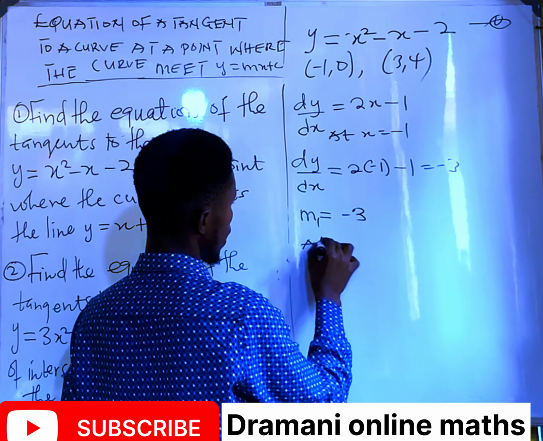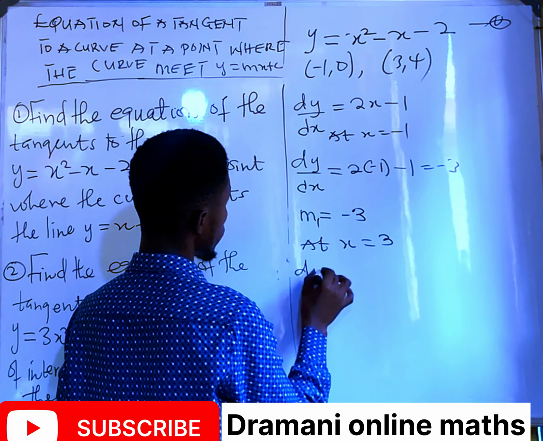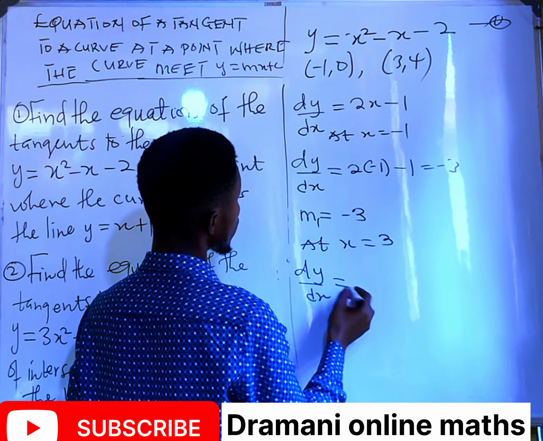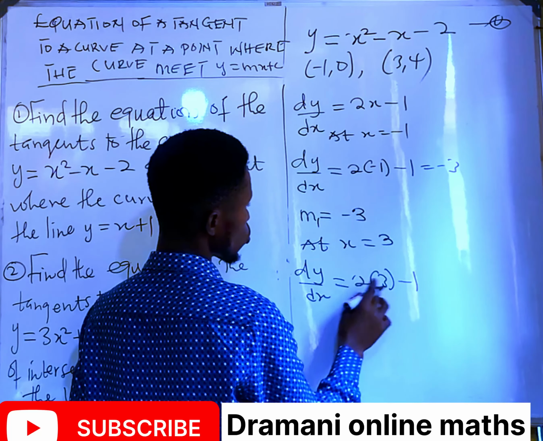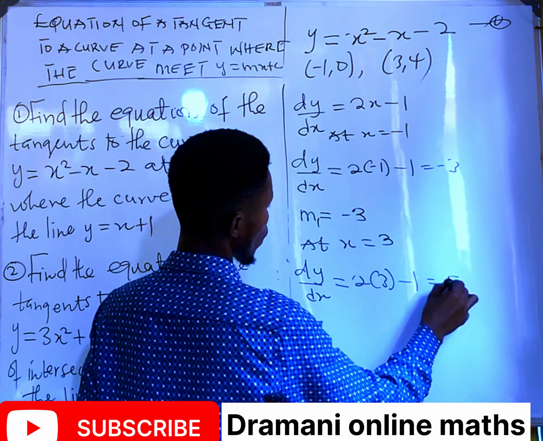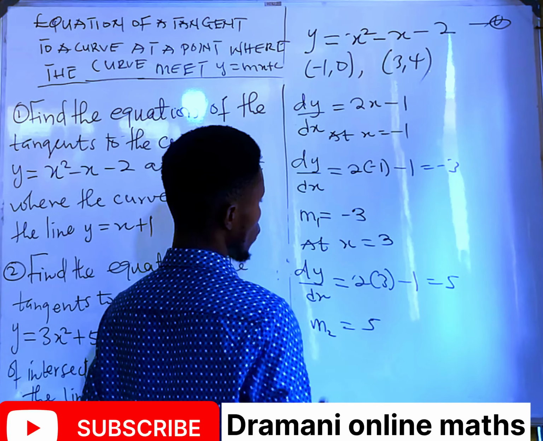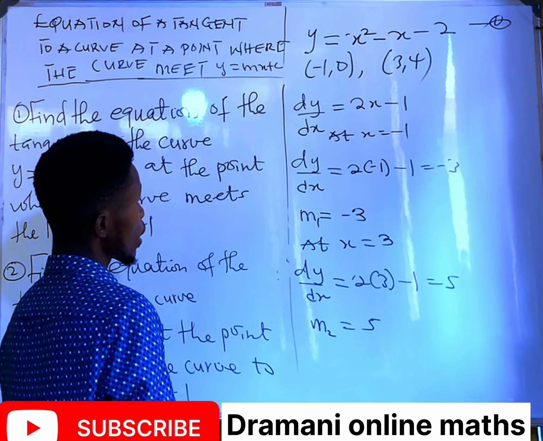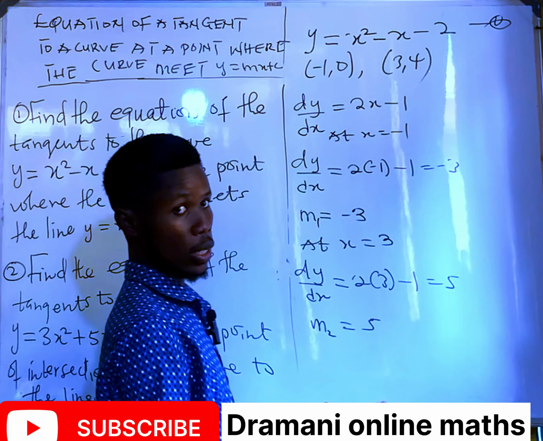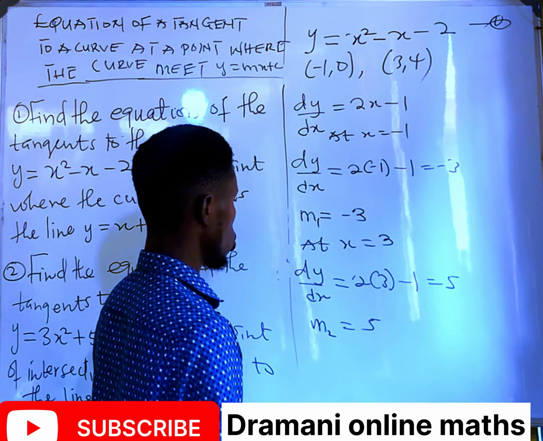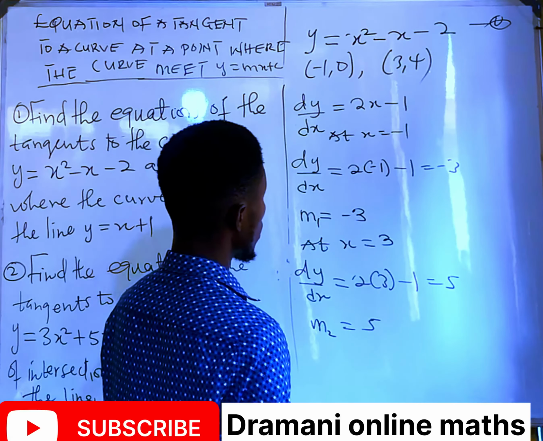Let's also look at x equals 3. Then I will have dy dx equal to 2 multiplied by 3 minus 1. 2 times 3 is 6, minus 1 will give you what? 5. So my gradient will be 5. So these are the two gradients that we are going to use to get two equations of a line, or the tangent.